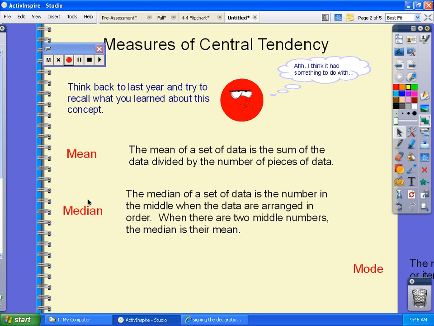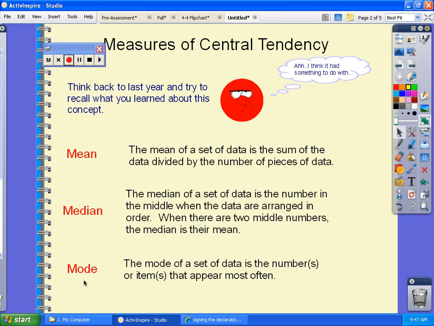The median of a set of data is the number in the middle when the data are arranged in order. Those can be arranged from least to greatest or greatest to least. When there is an odd set of numbers within the data set, the middle number when ordered is your median. However, when there is an even set within the data set, you need to take the two middle numbers and the median is their mean. Now the last of the measures of central tendency that we'll be focusing on is the mode. The mode of a set of data is the number or item that appears most often. So let's take a look at some examples of mean, median, and mode.